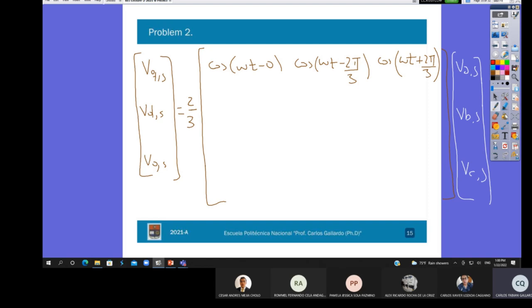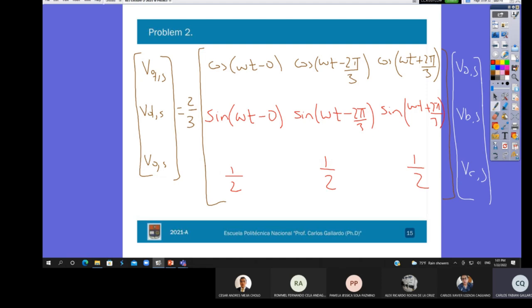For the second row it is the same, but I will change cosine by sine. So instead of cosine, I will use sine: sine omega t minus 0, sine omega t minus 2 times pi over 3, and sine omega t plus 2 times pi over 3. And the last row is 1/2, 1/2, and 1/2.